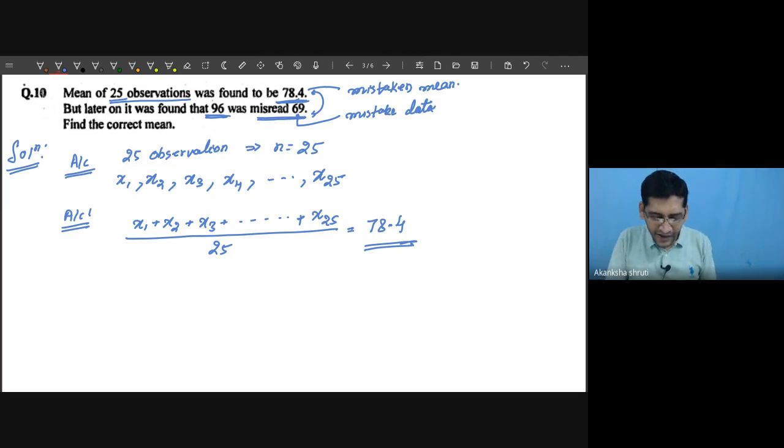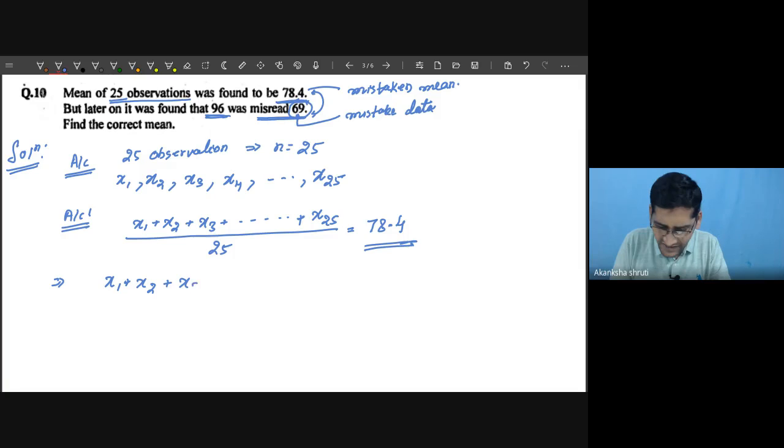Means among this x1 to x25, one of the data is 69. You can keep it like this. You may consider any of these as the 69. Okay, so let me keep the last x25 as 69. You can keep x1 as the 69. So this implies x1 plus x2, x3 going on. So before this x25, there will be x24. I'm taking here, let x25 as 69.